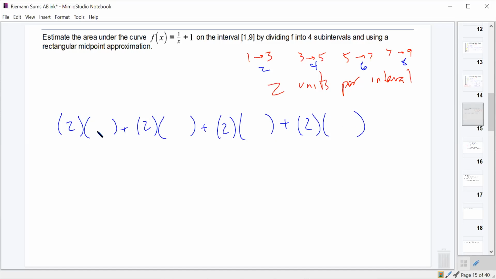And then inside of here, we should have had our value at 2, right? 1/2 plus 1. And then here we should have had 1/4 plus 1. And here 1/6 plus 1. And here 1/8 plus 1. Everybody agree with that? So this is 2 times 3/2, which is 3. This is 2 times 5/4, which is 5/2. This is 2 times 7/6, which is 7/3. And this is 2 times 9/8, which is 9/4. Good or no?